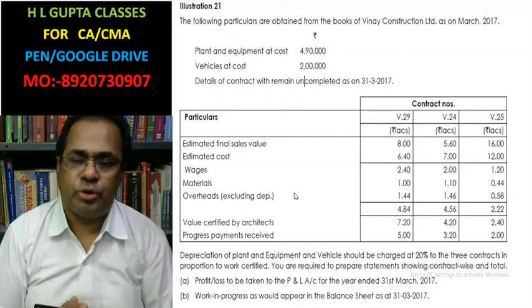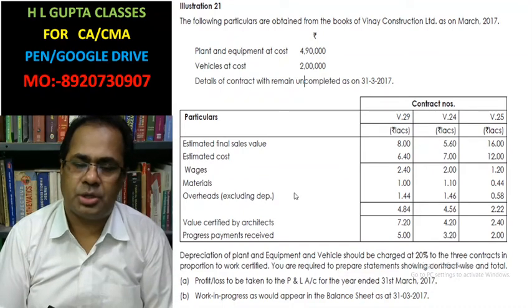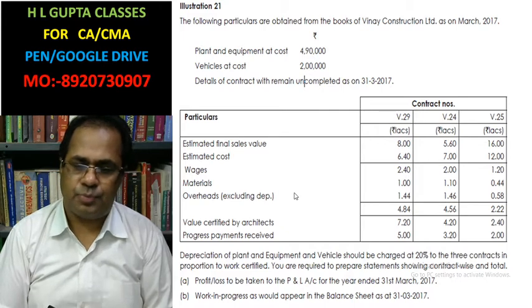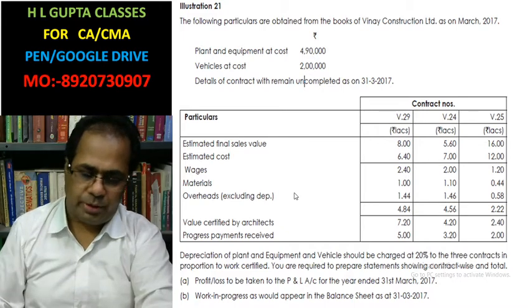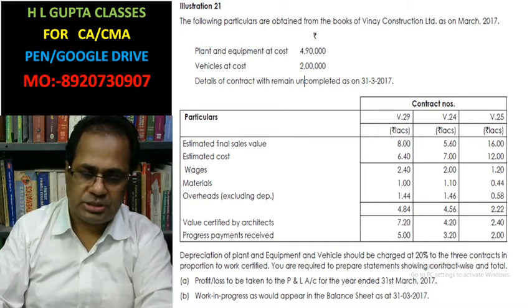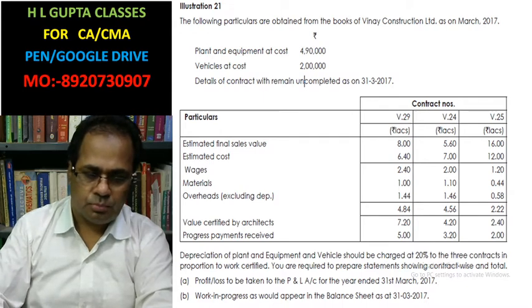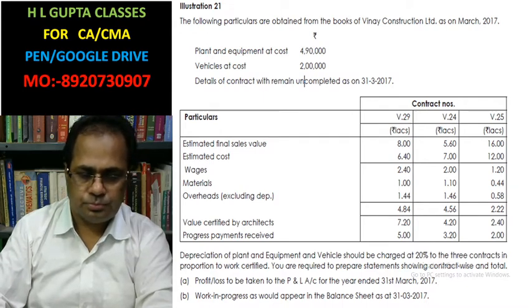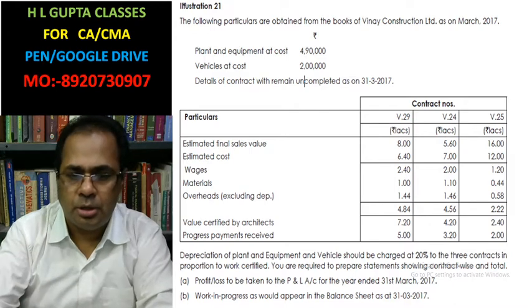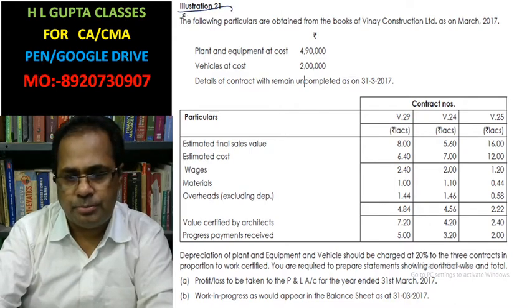Hello friends, I am going to discuss illustration number 21 of contract costing. This is from the CMA Inter Cost Accounting. Please read the question here. Look at it. This is illustration number 21.